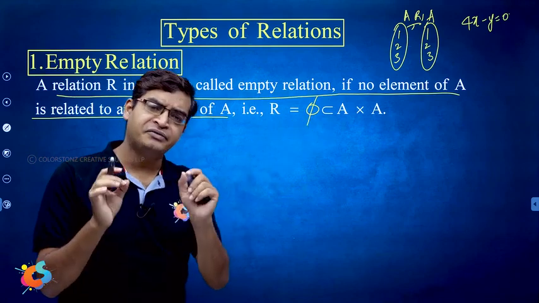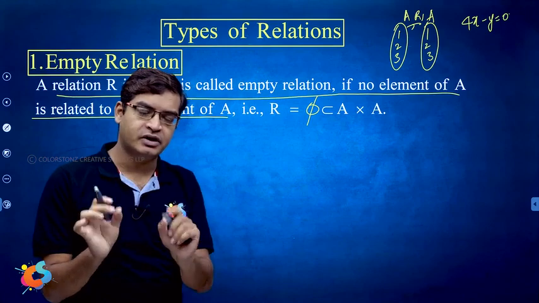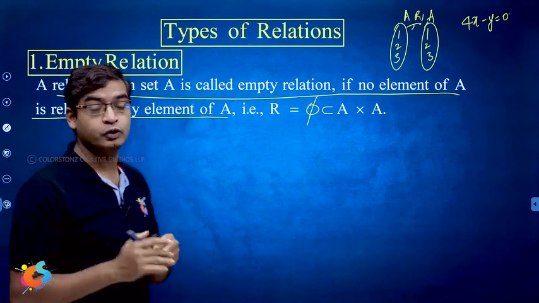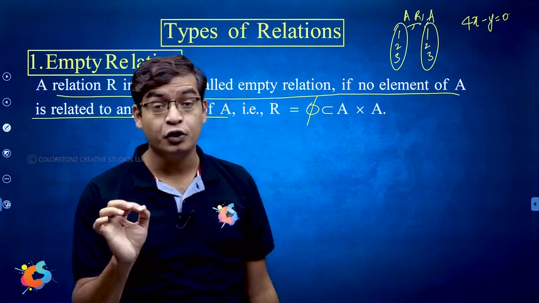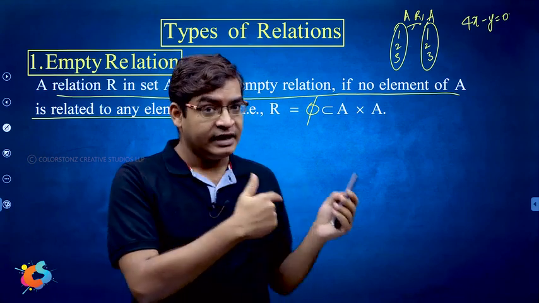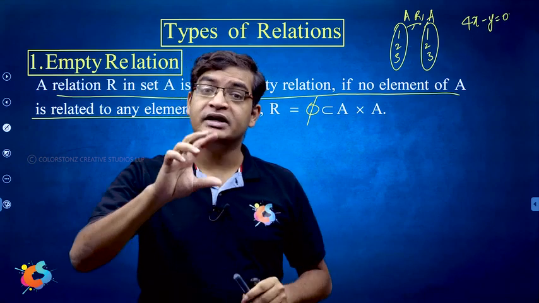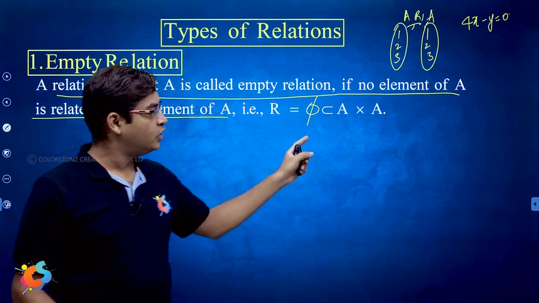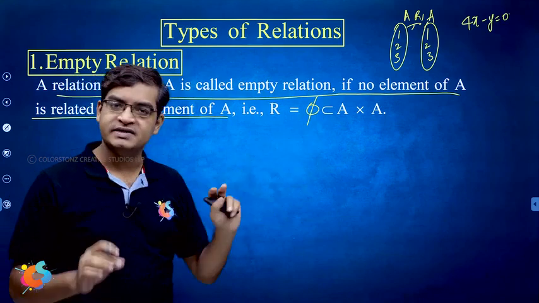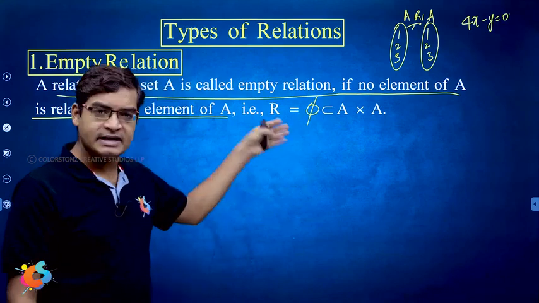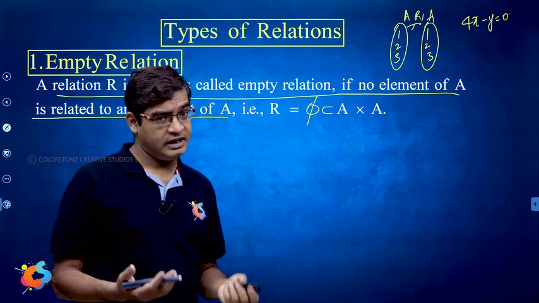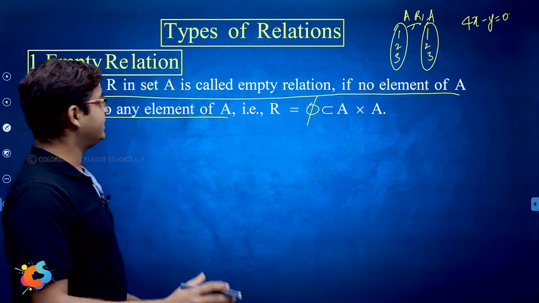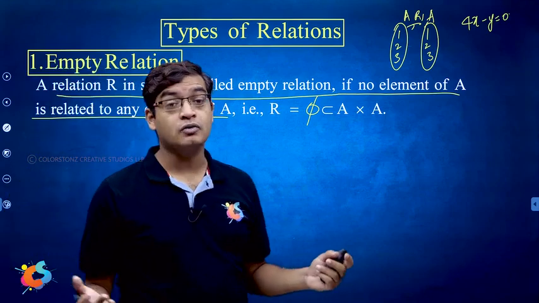So obviously every relation is a subset of Cartesian product. Okay. So here we are defining on A. As I told you, all the relations that we are going to discuss in class 12 will be defined on one single set. So here it is defined on A. Therefore our relation will be a subset of A cross A. So here it is null set. Null set is also a subset of A cross A, right? Null set is a subset of every set. Okay. So therefore we have understood what is empty relation.